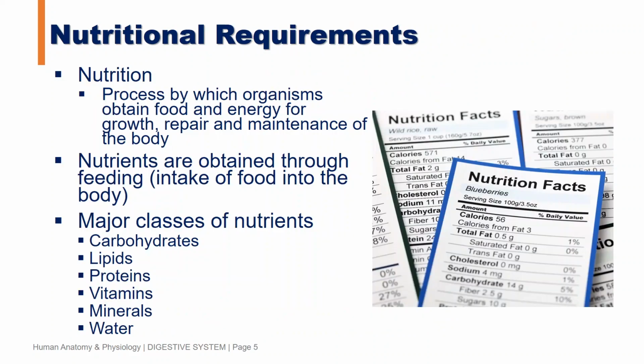Alright. Our body needs nutrients to survive. Nutrition is a process by which organisms obtain food and energy for growth, repair, and maintenance of the body. Nutrients are obtained through feeding, or the intake of food into the body. That's the main reason why I asked, what did you have for breakfast? And the major classes of nutrients are carbohydrates, lipids, proteins, vitamins, minerals, and water.